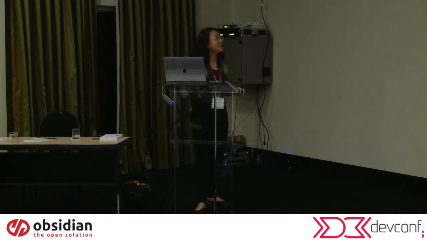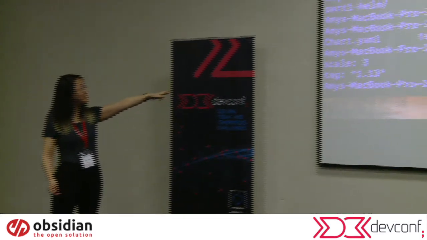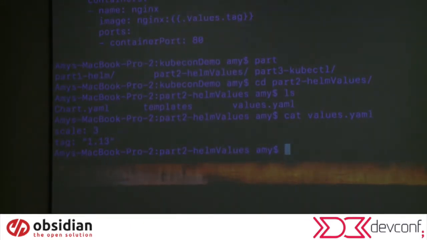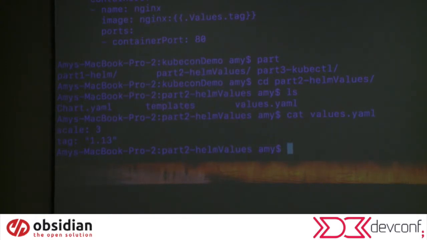Sorry, let me go into that part 2 and see what's inside there. cd part 2. Okay. cat values.yaml. Okay. So here what you can see is that these correlate to the values inside here. So what I'm going to define is, again, I want to have a deployment with a scale of 3, and then I want my NGINX image to be 1.13.